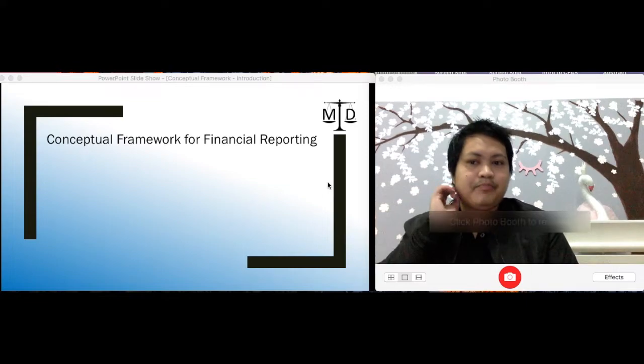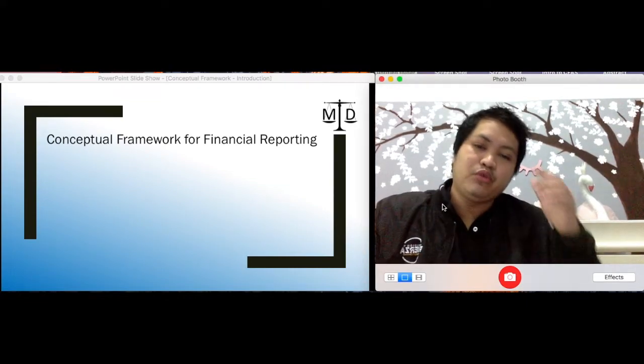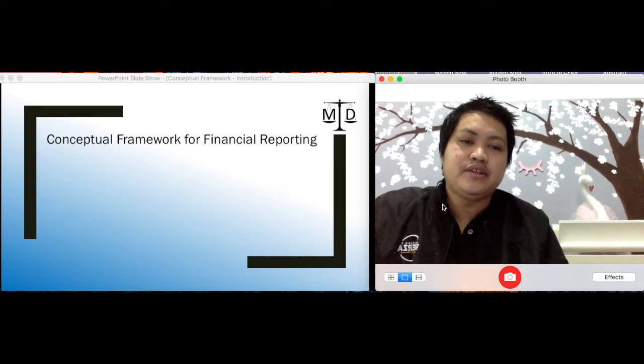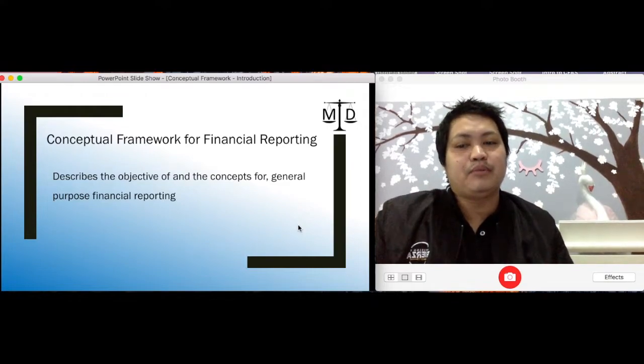So we begin. The function of the Conceptual Framework for Financial Reporting is to describe the objective and the concepts for general purpose financial reporting.